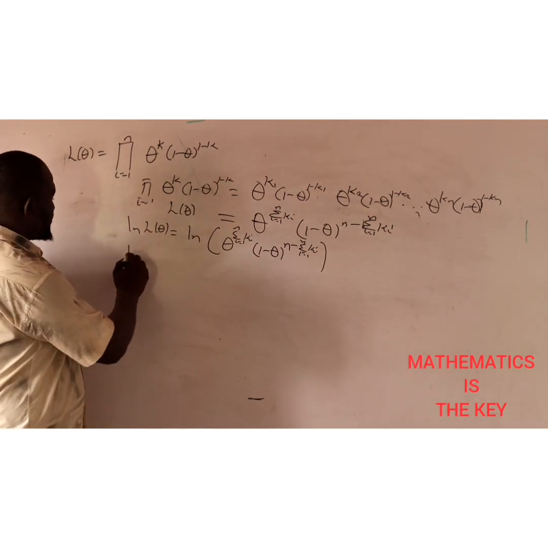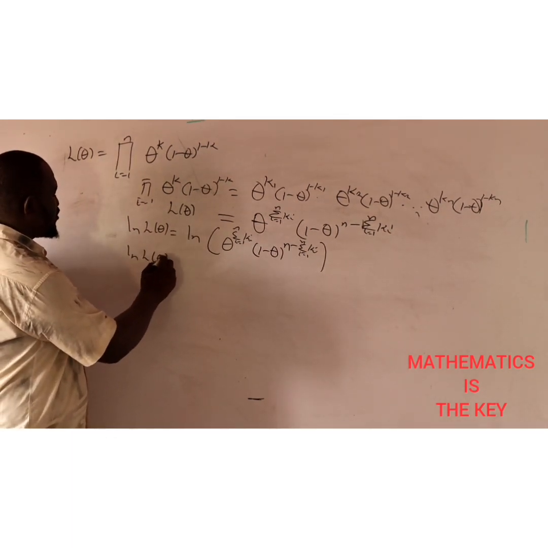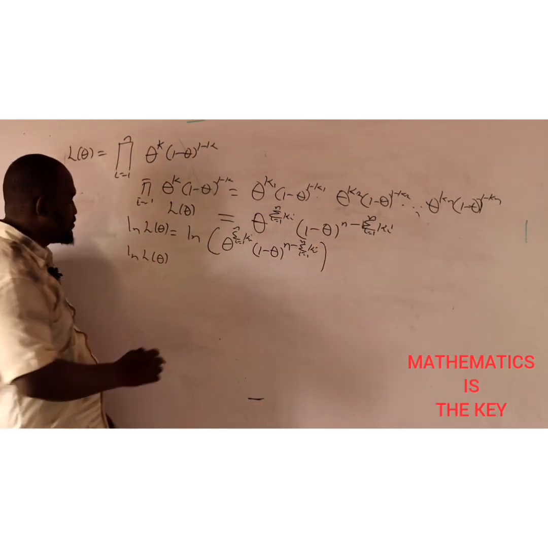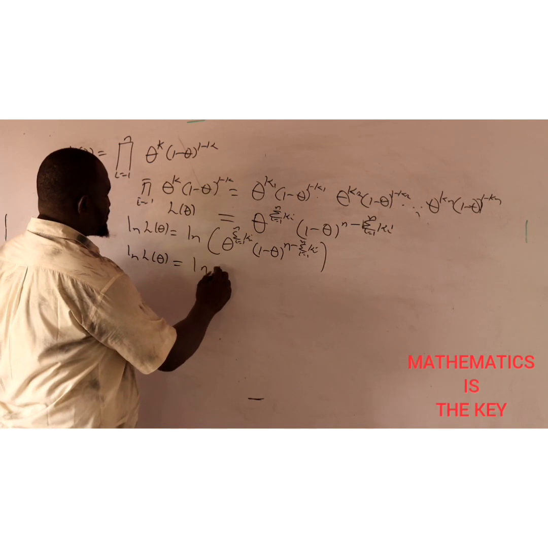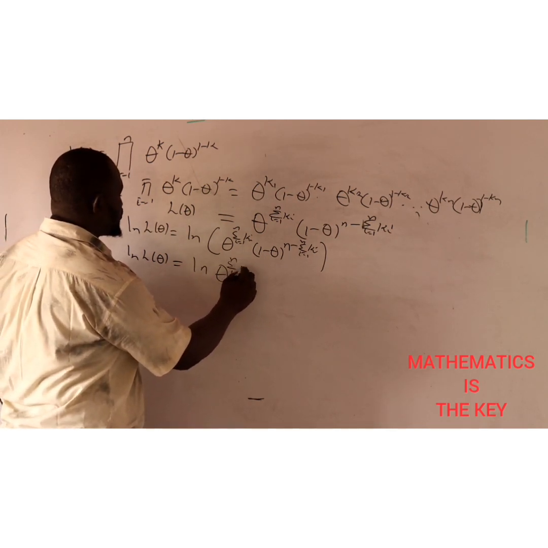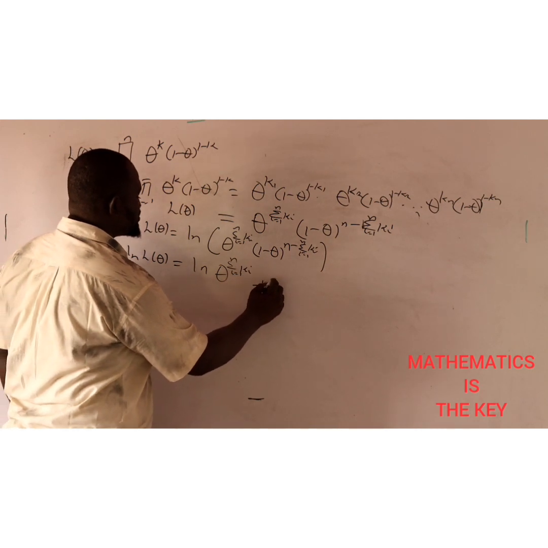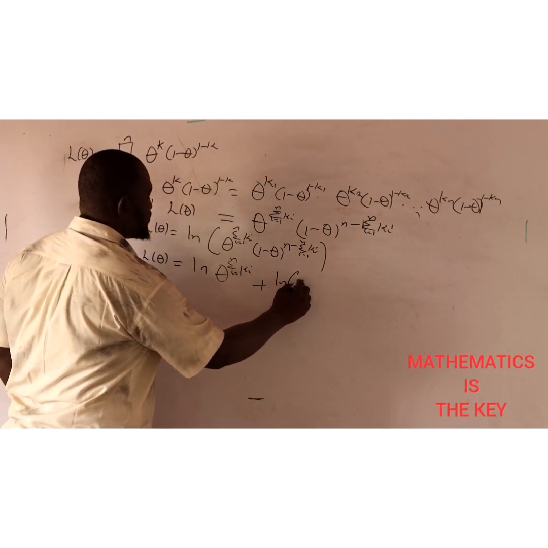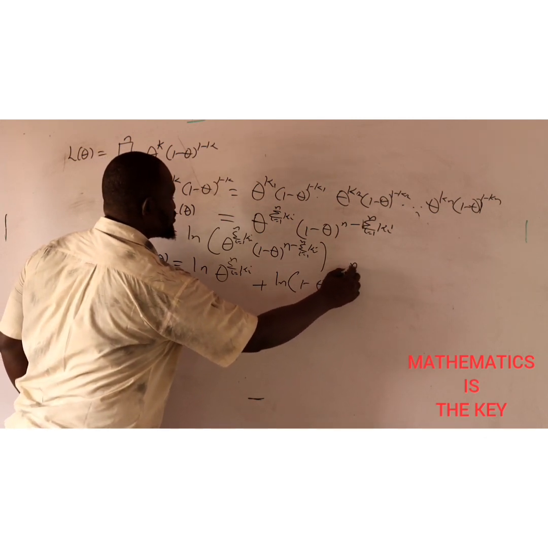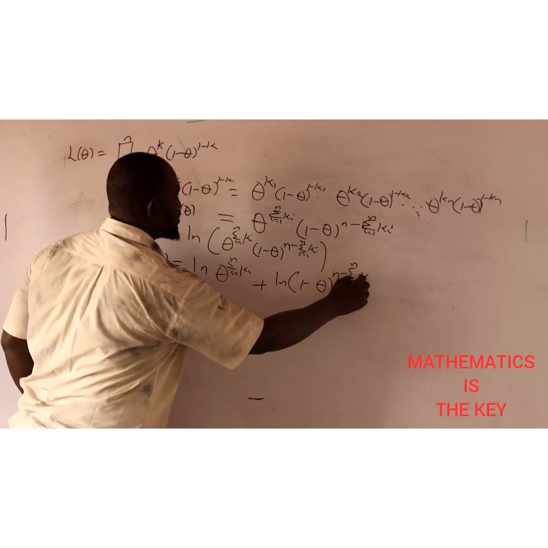So we are going to have ln of the likelihood function. Their product here, we take them as a sum. So we are going to have ln of theta to the power of summation from i equals 1 to n of ki plus ln of 1 minus theta to the n minus summation from i equals 1 to n of ki.